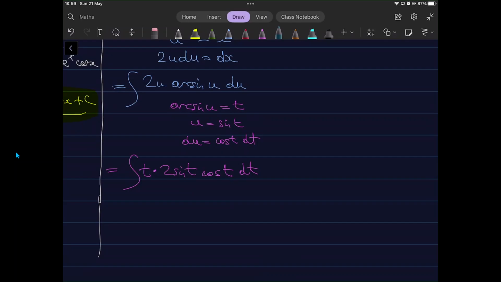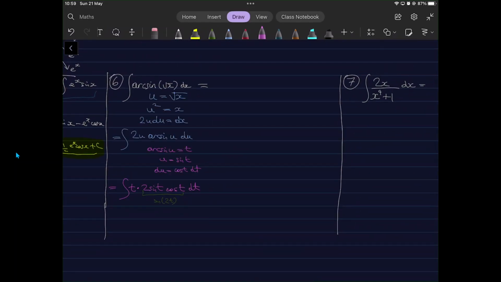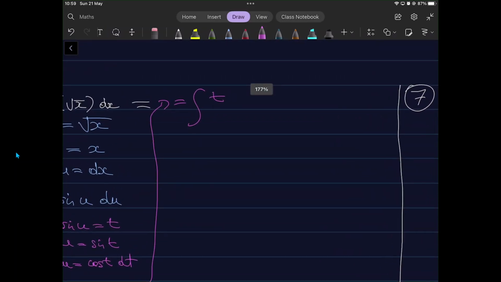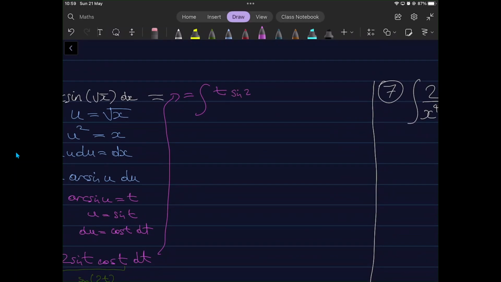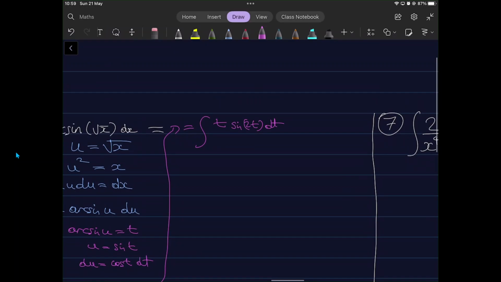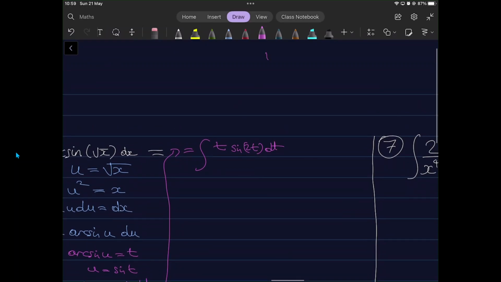Now we get another opportunity to apply a trig identity. This is actually equal to sine of 2t. So this integral is equal to the integral of t times sine of 2t dt. And if we do integration by parts, let's do DI again. Let's differentiate t so that we get simpler and simpler as we go, and integrate sine of 2t.